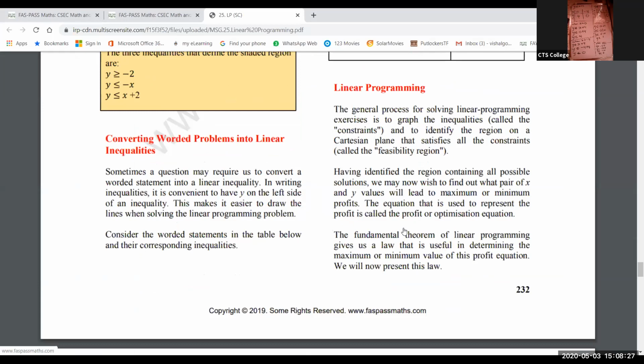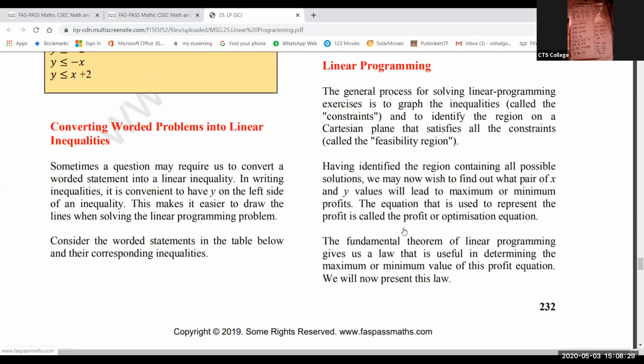So linear programming. The general process for solving linear programming exercises is to graph inequalities, and the inequalities are often called constraints, right? And we have to identify the region on the Cartesian plane that satisfies all the constraints, which is called the feasibility region. Now you all should know what I'm talking about. Yeah?